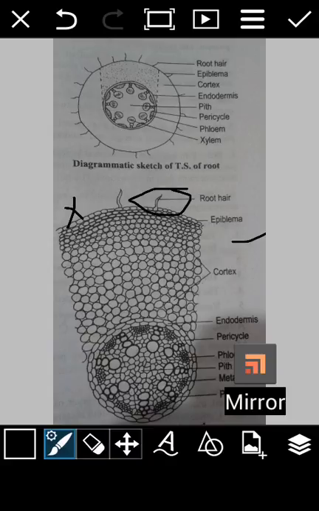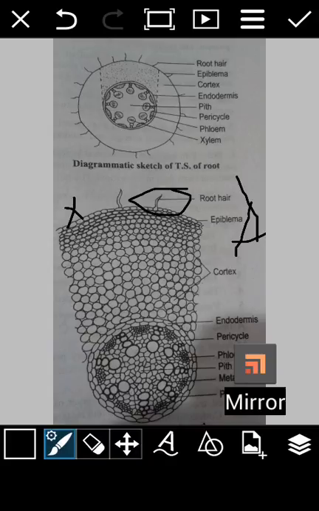So here you have to know that if there is presence of cuticle, there will be absence of absorption of water and minerals. Since root is responsible for absorption of water and minerals, there is absence of cuticle. Both epiblema and root hair are responsible for the absorption of water and minerals.